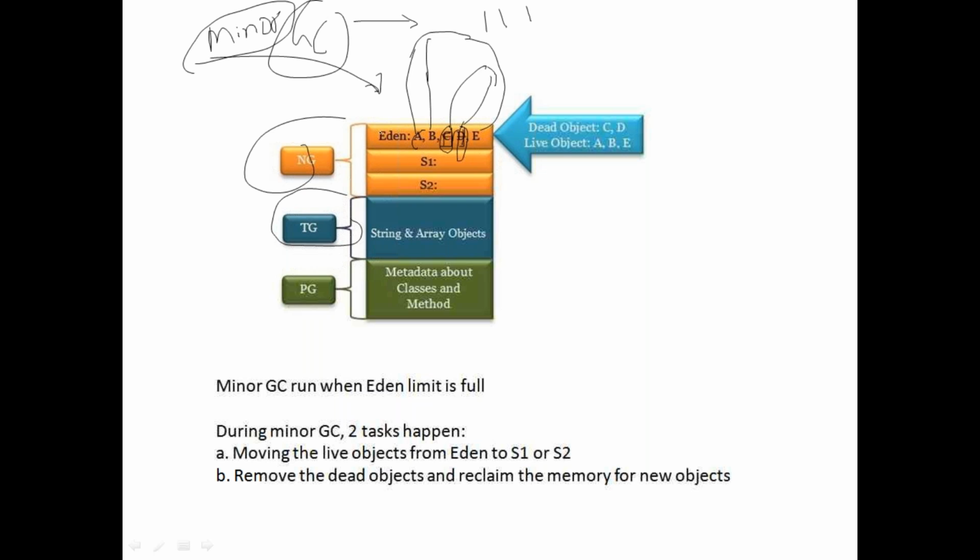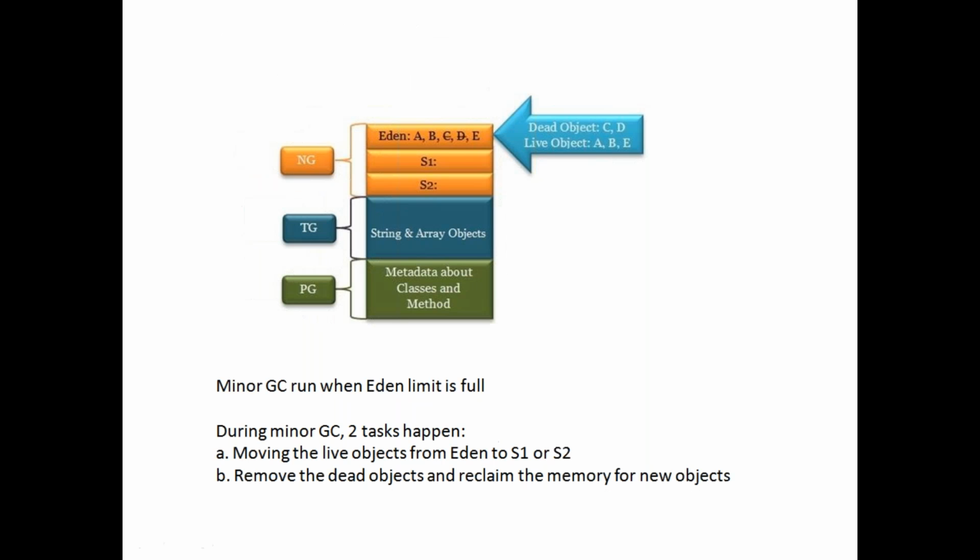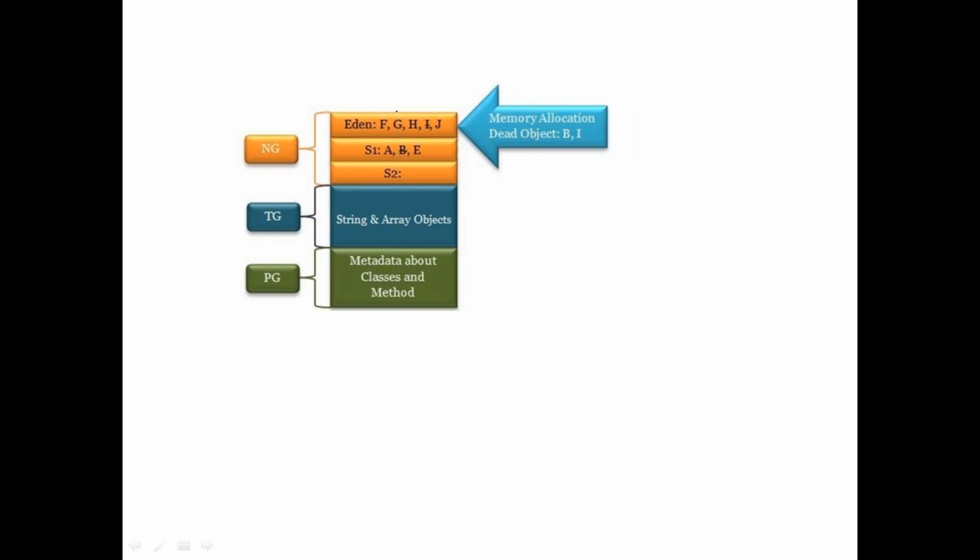The second task: what is the idea of the minor GC? To clean up the Eden space. So whether it is referenced or unreferenced, it has to clean it up. Unreferenced objects are completely taken away, and referenced ones are moved to survivor space 1. Either way, now the Eden space is empty. The ones which are referenced are moved into survivor 1, and the unreferenced ones are completely taken away. Now you see A, B and E are moved to survivor 1 and Eden space is empty.